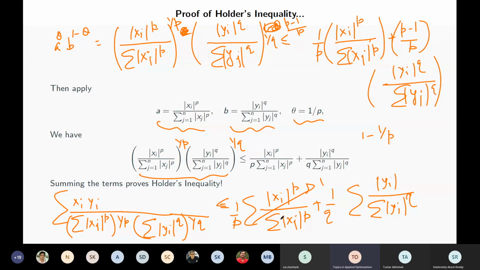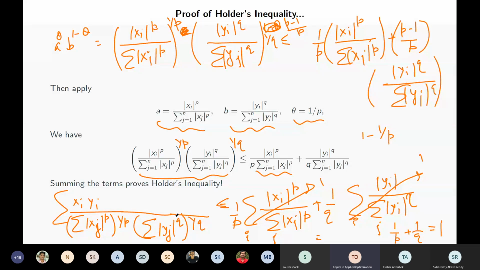Okay, and because this is already summed up, there is no i dependence here. We are summing over the i. So this sum is over i, whereas this sum is over j. So these guys will also turn out to be 1. So we have 1 by p plus 1 by q, which is 1. So overall this guy is less than or equal to 1, and then we will move these denominators to the right hand side, because these are sums over j.